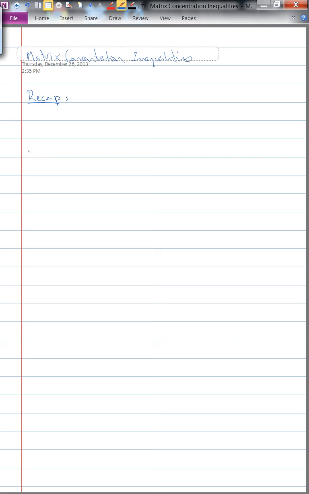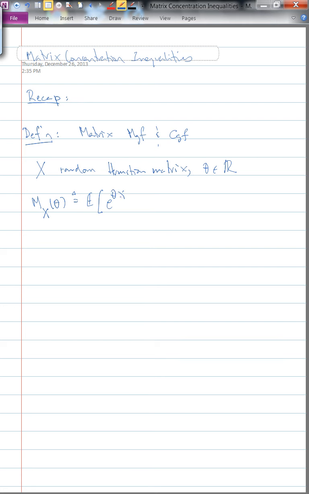So the first step was to define, in exact analogy to the scalar setting, matrix moment generating functions and cumulant generating functions. The matrix MGF and CGF are defined in precisely the analogous manner. So for X, a random Hermitian matrix, and theta, any real scalar, we define M_X of theta as the expected value of e to the theta X, and Xi_X of theta is defined as the logarithm of this.